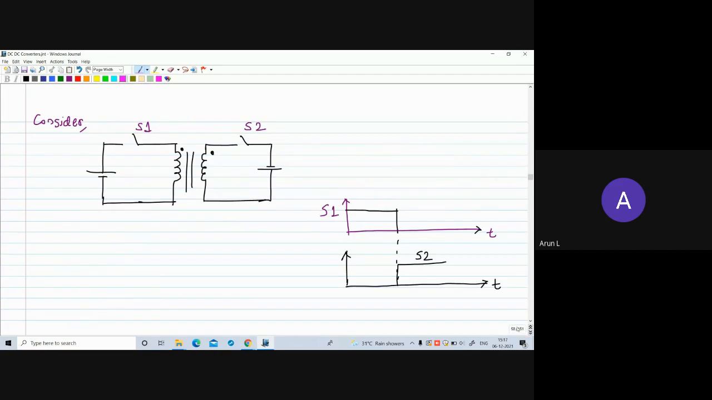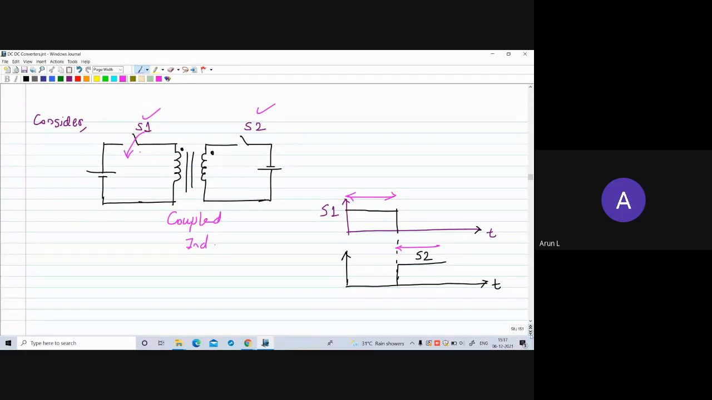So I will clarify it using this diagram. Suppose we have this particular arrangement. This is a coupled inductor with this particular dot polarity, and there are two switches, S1 on the primary and S2 on the secondary, and we have two sources like this. So suppose we close the switch S1 for some duration of time, and we will switch off and immediately switch on S2 after that, like I have shown here in the right side.